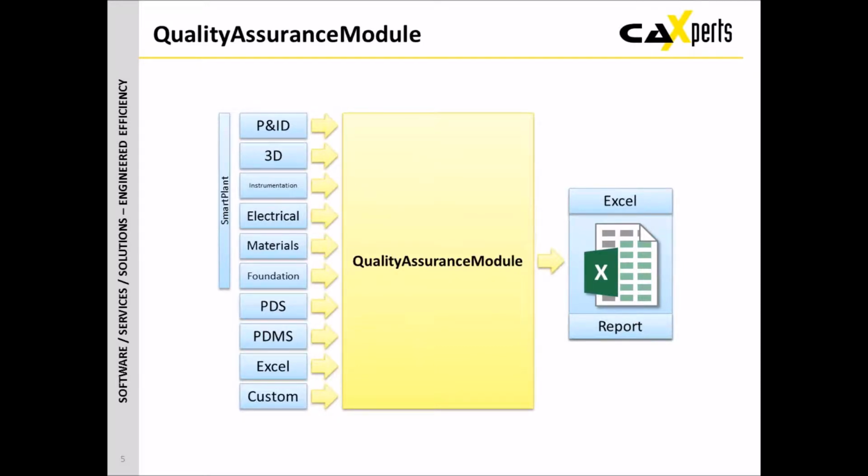Okay, so hello everybody also from my side. The quality assurance module is the right program to help you check quality, not only in P&ID but also in other applications. What you see on the left side of the screen is a list of all the adapters that we have, which look into different applications, and it is visible here that you can even dock it to Excel or to some custom adapter. And in the end you will get reports as an output and also some graphical output.